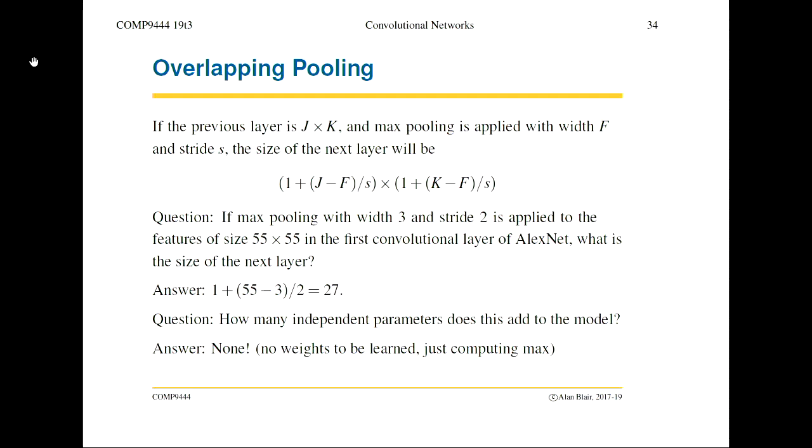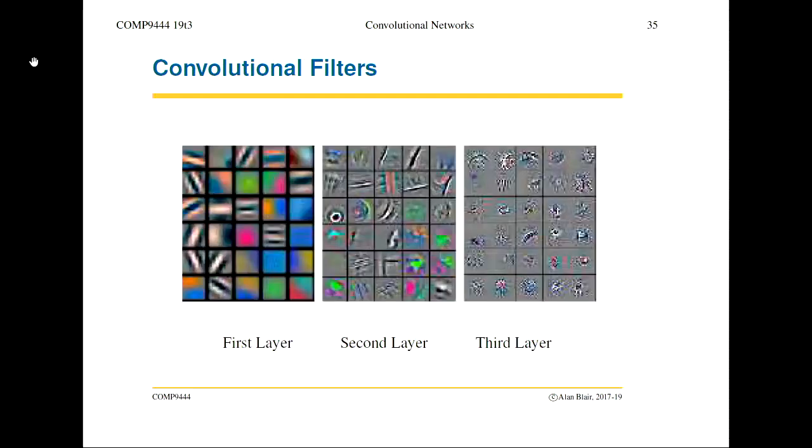This next one's a trick question. How many independent parameters does this add to the model? Well, the max pooling doesn't add any parameters because you're just taking the maximum of a set of values. So there's no parameter there to be tuned.